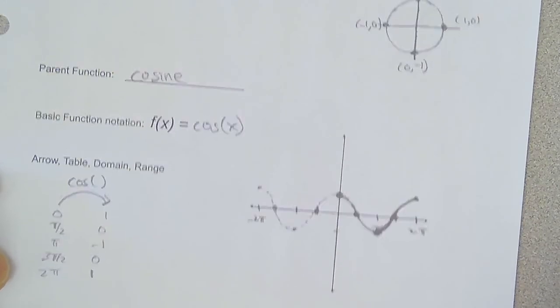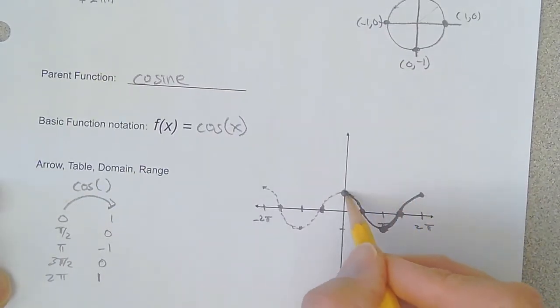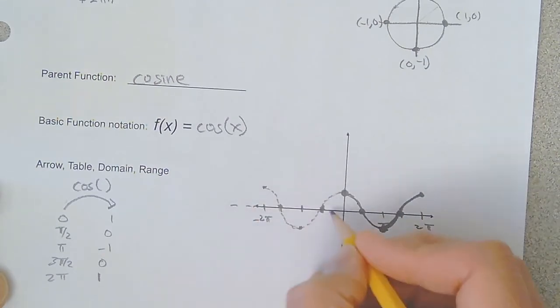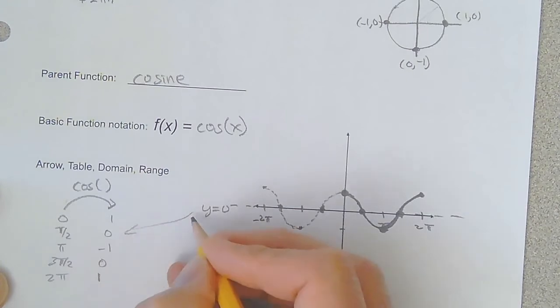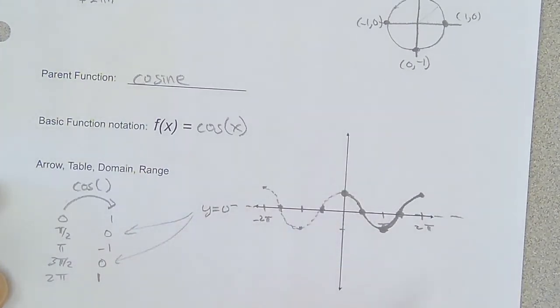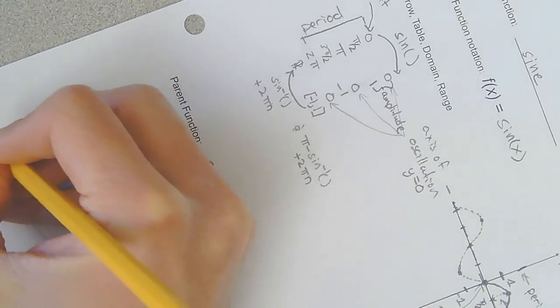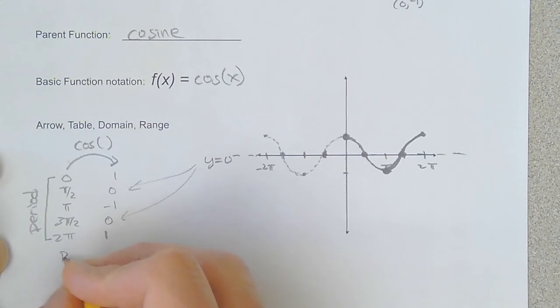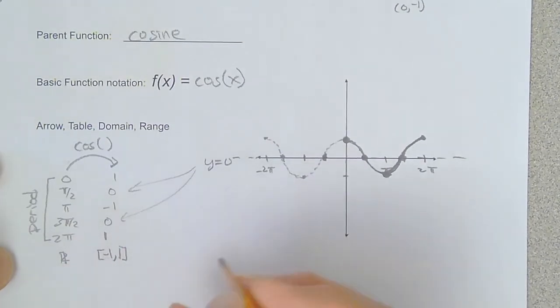Okay, but we're still going to read period and those kinds of things. It still has a period of 2 pi, still has a natural amplitude of 1, still has a natural phase shift at 0, and the axis of oscillation still here at y equals 0, which we can still pick off of any of these y coordinates that are 0. We can still see the period here. The domain is still all real numbers, and the range is still the numbers from -1 to 1.